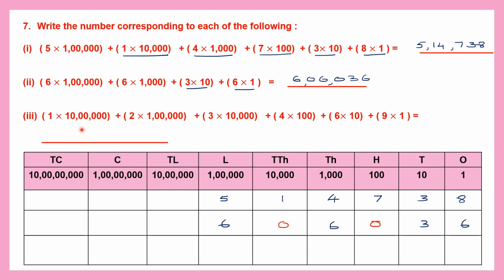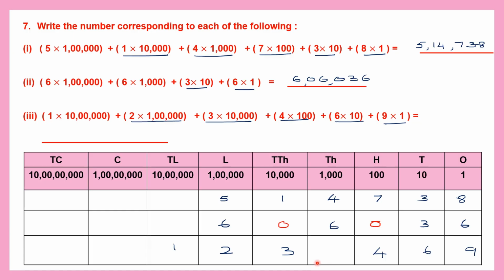Let's take the next number, 1 into 10 lakh. So in the 10 lakhs place, let's write 1, that is here. In the lakhs place, we have 2 into 1 lakh. So let's write 2. Then we have 3 into 10,000. So 3. 4 into 100. So nothing in the thousands place. 4 into 100. 4. 6 into 10. And 9 into 1.